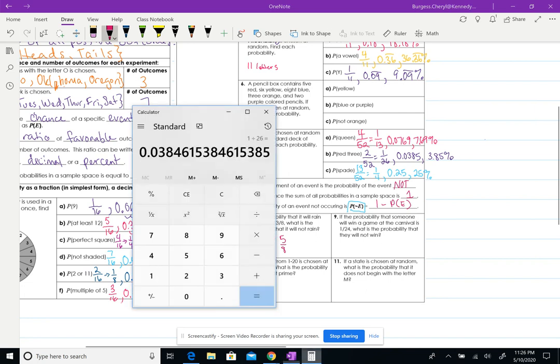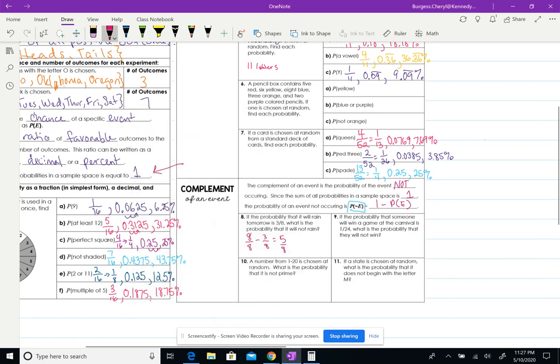Okay, and 5/8 as a decimal, 5 divided by 8 is 0.625. So that is 0.625, which is 62.5% chance that it will not rain tomorrow. Okay, I'll let you guys do number 9, and I'll do number 10.